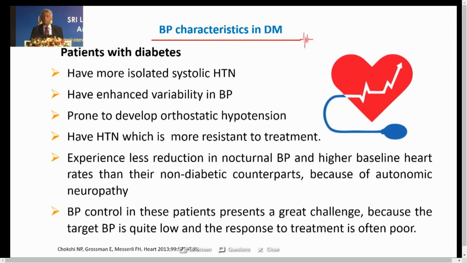They are more prone to orthostatic hypertension because of neuropathy, and they experience less reduction in the nocturnal blood pressure, so they are non-dippers. Blood pressure control in these patients presents a great challenge, and because the target blood pressure is quite low in diabetes, the response to treatment is often poor.